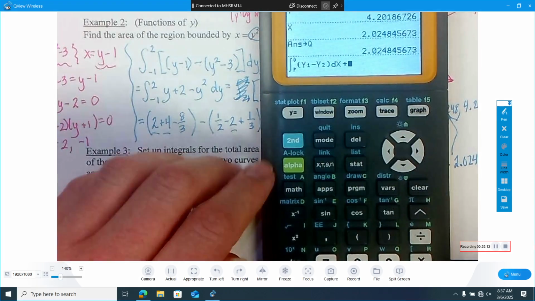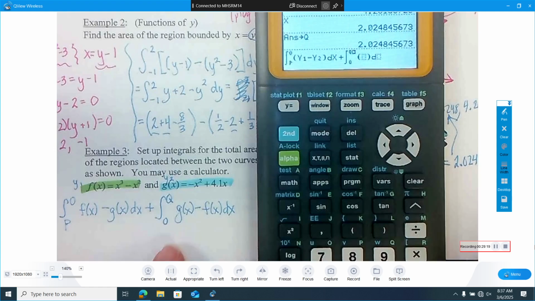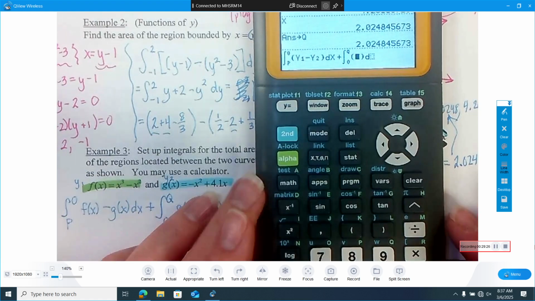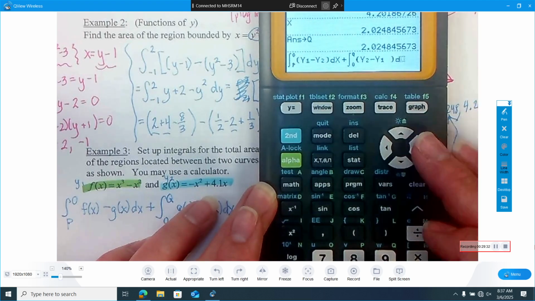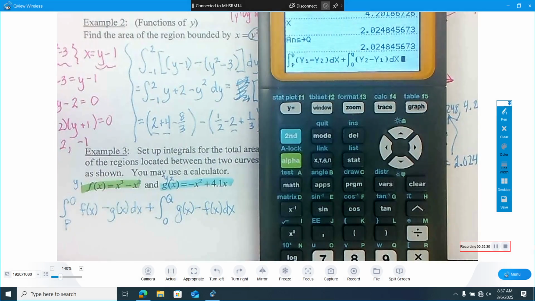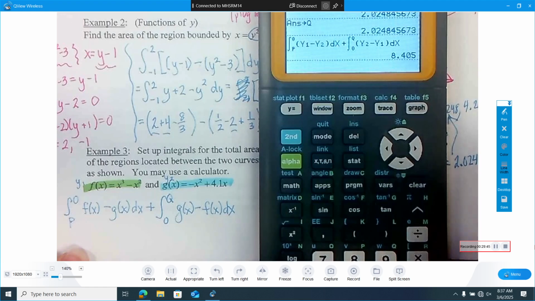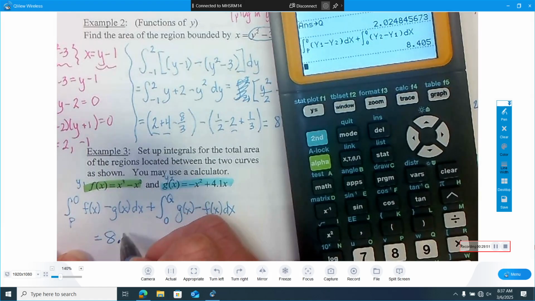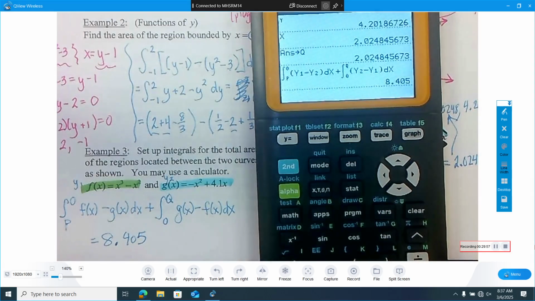Plus another integral, math 9. Now we're integrating from 0 to q, so alpha q. And now we're doing g minus f, so that's y2 minus y1. So y2 minus y1 in terms of x. All right? So lovely calculators here. It just makes life so nice and easy and, you know, brilliant. So we get 8.405 for that, and yeah, there's a lot of calculator work we're doing.